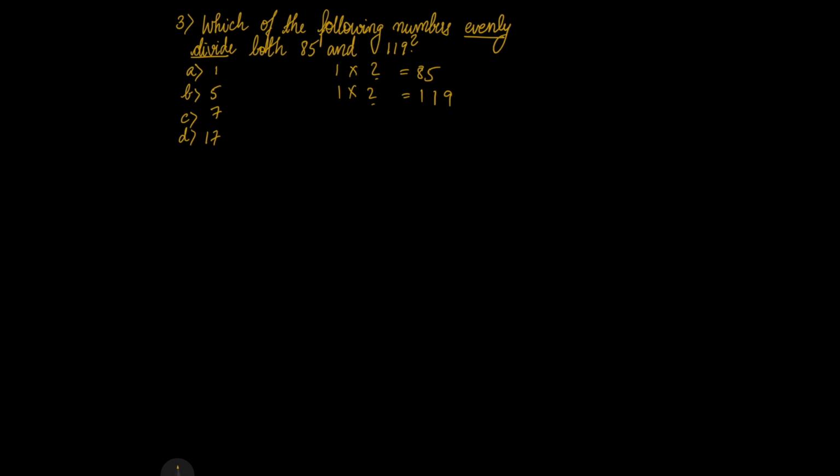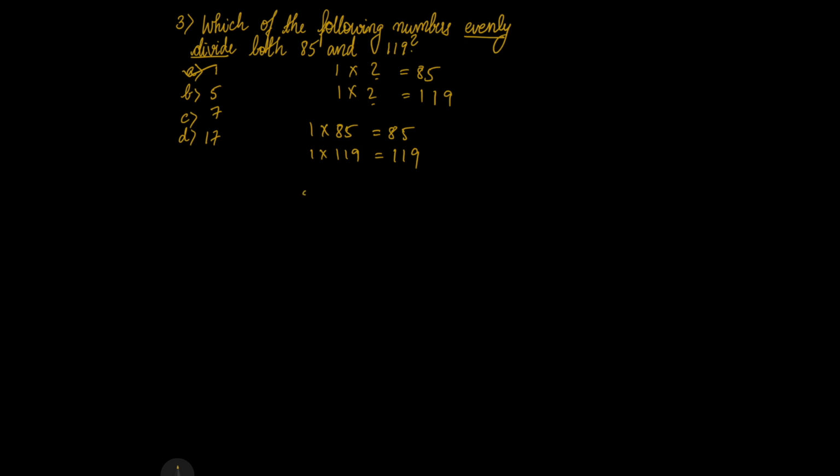Is there any number that you can multiply by 1 to give you 85? Well, any number multiplied by 1 gives itself. So 1 multiplied by 85 gives you 85, and 1 multiplied by 119 gives you 119. So 1 evenly divides both 85 and 119.